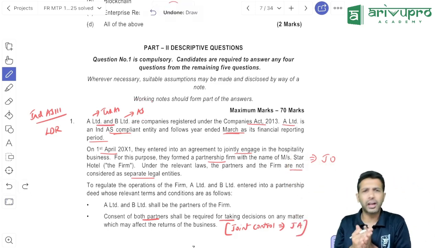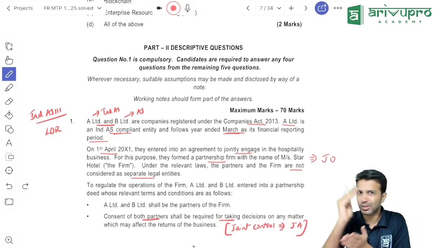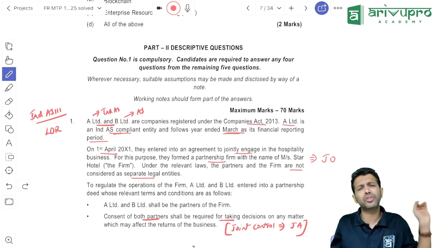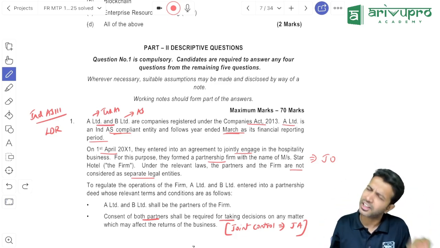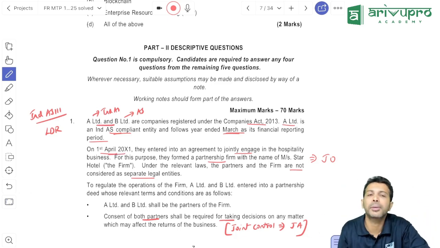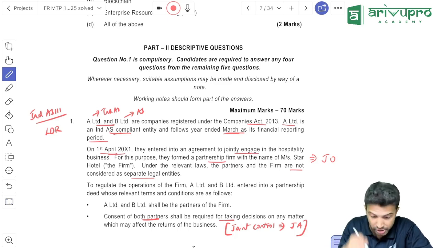We will base our answer only on the A Limited perspective, because our syllabus is only Ind AS now. Since only A is following Ind AS, we will add all the comments only from the A Limited perspective. So let's see. On 1st April 2021, they entered into an agreement to jointly engage in a hospitality business.